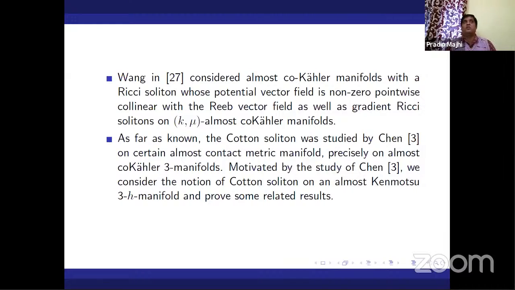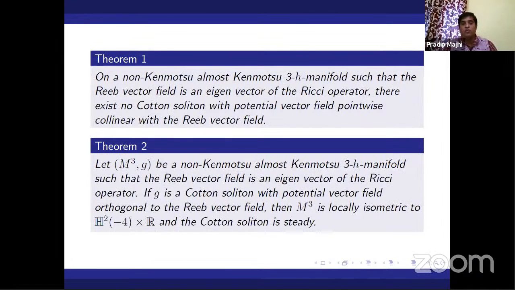Motivated by the studies of Chen, we consider the notion of cotton soliton on almost Kenmotsu 3-manifolds and prove some related results. We proved mainly these two results. To prove them, we need some lemmas and propositions. We'll discuss the proof of these theorems later.